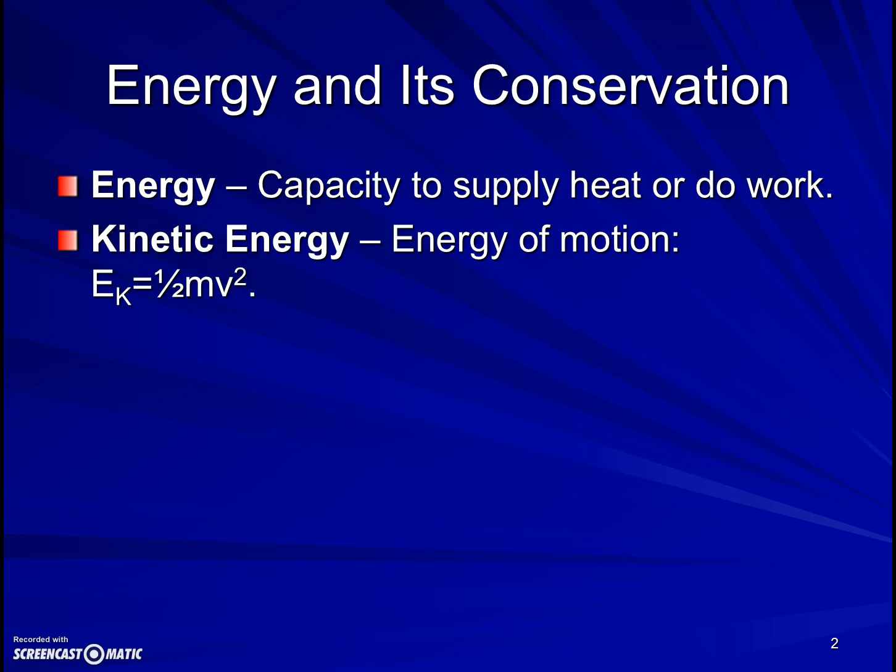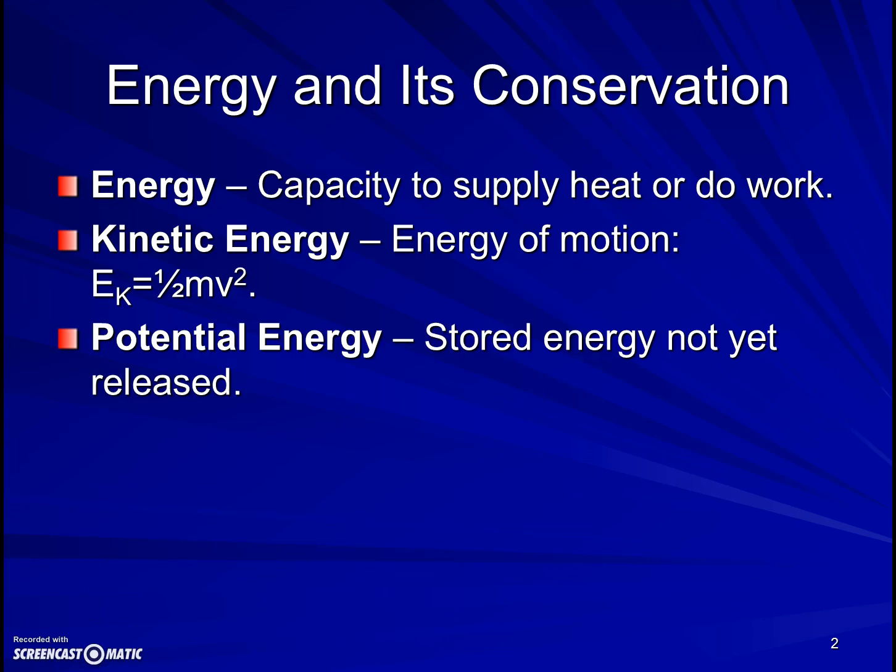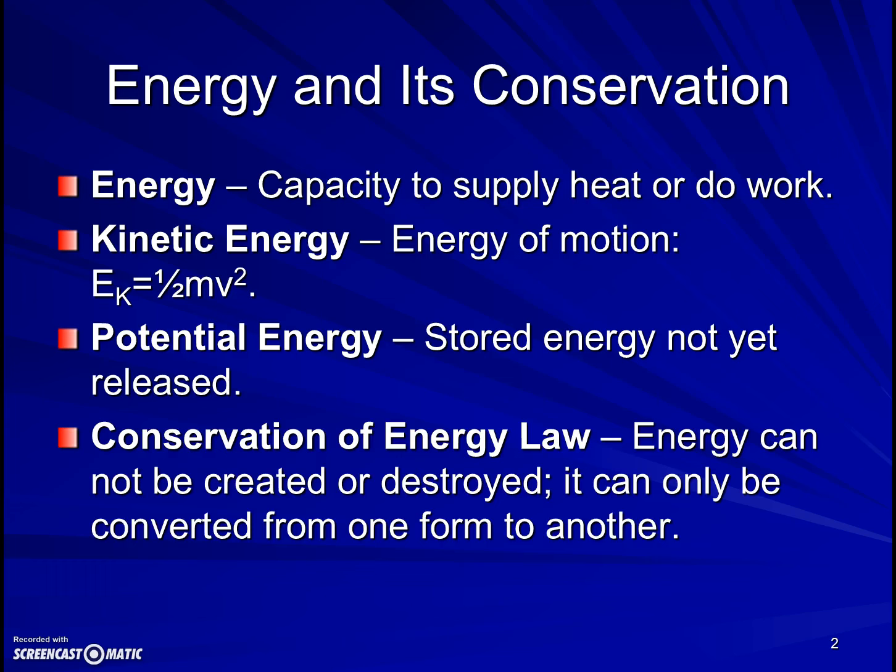Kinetic energy is the energy associated with motion, and we can calculate the kinetic energy of a particular particle or item by squaring its velocity, multiplying that by its mass, and then dividing that quantity by 2. Potential energy is energy that is stored and hasn't been released yet. For example, if we set a ball at the very top of a hill, it has potential energy associated with its height. And a slight little push can get it rolling down the hill, and then that potential energy would be converted to kinetic energy.